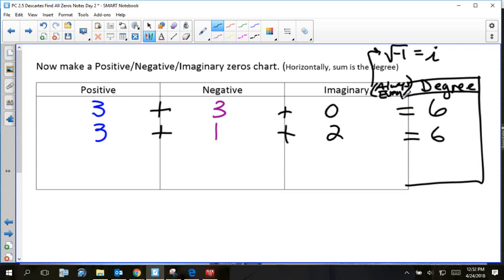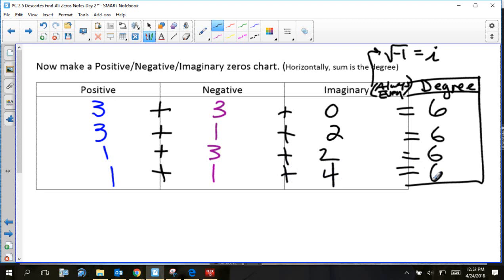Always, because they're always plus or minus, kind of conjugates. Alright, my next scenario could be that I have one positive. How many negatives could I have? Three, which would leave me with two imaginaries, giving me six. There is one more scenario: if I had one positive and one negative and four imaginary.